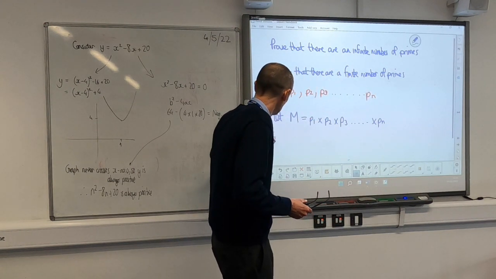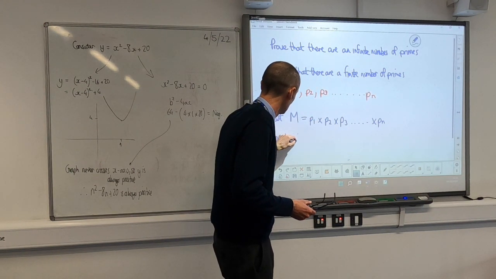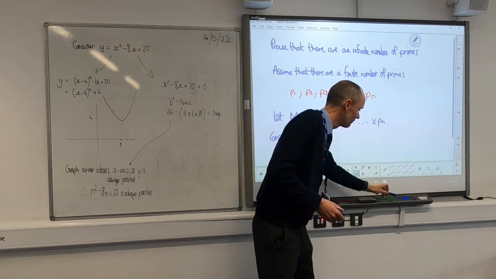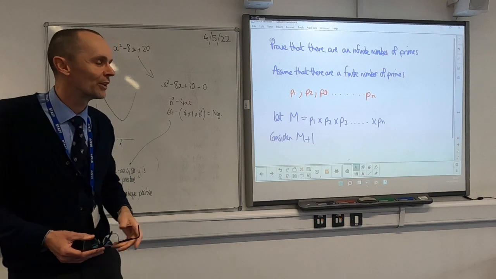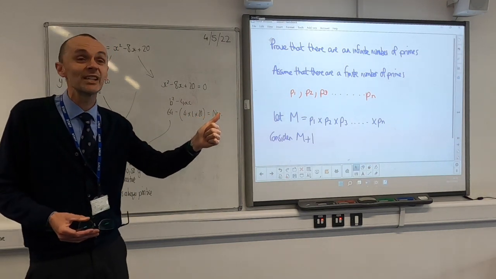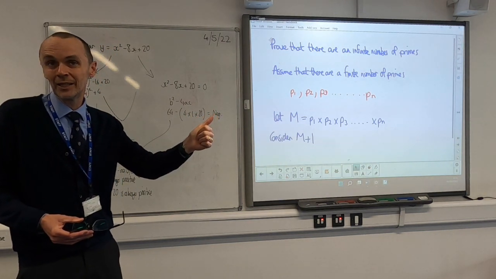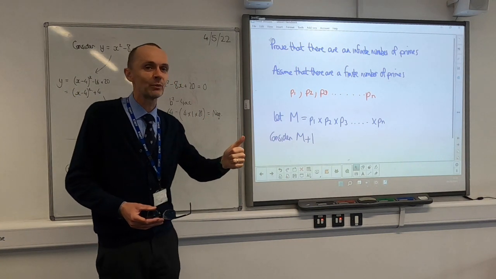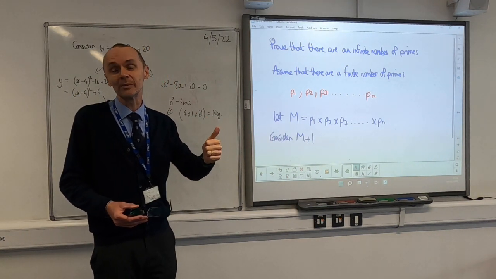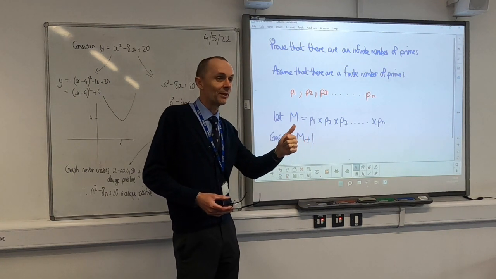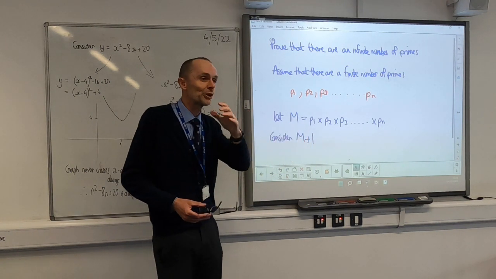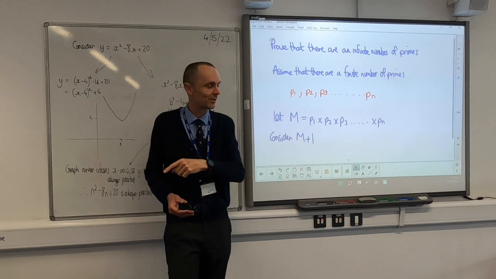And then we consider... and it's just genius, isn't it? If you take a number that's in the 2 times table and add 1 to it, it's not in the 2 times table. If you take a number that's in the 3 times table and add 1 to it, it's not in the 3 times table. If you take a number that's in the 5 times table, add 1 to it, it's not in the 5 times table. It's also not in the 4 times table because it's not in the 2 times table.